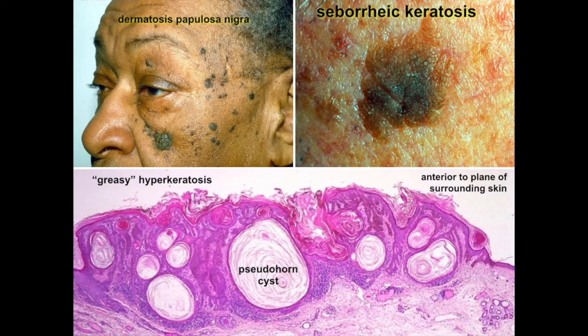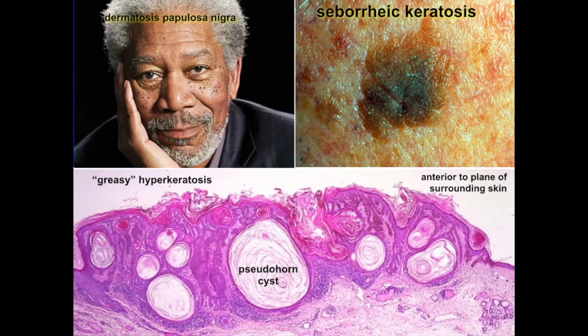Seborrheic keratosis, a pretty common lesion in elderly patients. In African American patients, you can have multiple pigmented seborrheic keratoses, called dermatosis papulosa nigra. Morgan Freeman is a commonly viewed example of this.